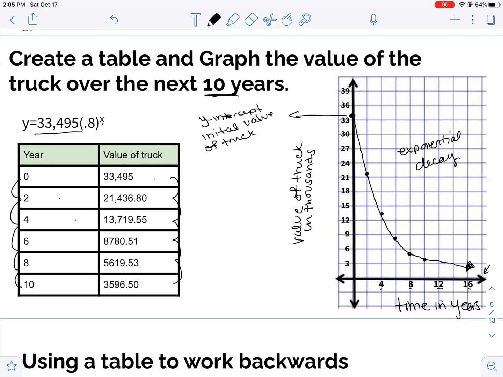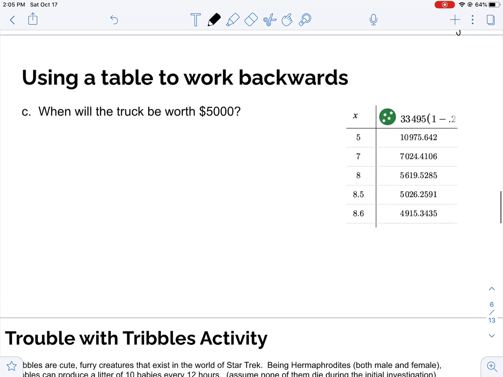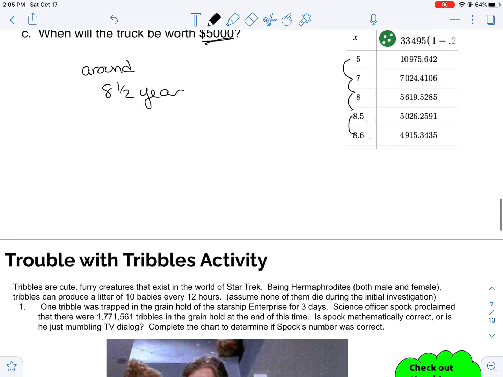Okay, now an extension of this, when will the truck be worth 5,000? Again, let's head on over to Desmos and make a little table. So I can kind of start seeing here my table. I'm getting a little closer to 5,000. So if you notice, I'm between 8.5 and 8.6 years is when I would be around $5,000. So I would say around 8.5 years would be a good estimate. Okay. So at this point, we're just doing some estimations by looking at our tables. Again, like I said, in a future unit, you will learn how to do that by hand.